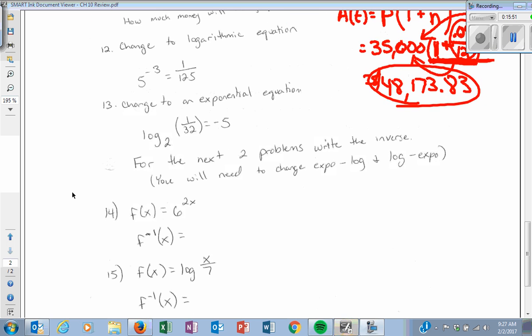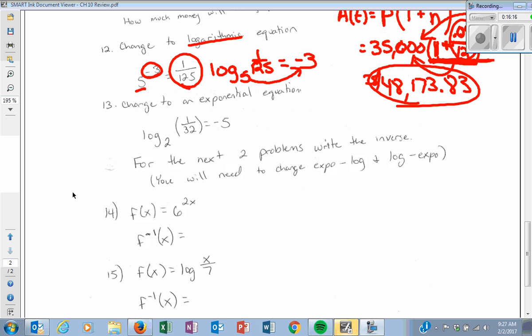So here we go. Change to logarithmic. Remember, this is my base. So log 5 is then right next to it is my answer. So 1 over 125. And that should equal the power, which is -3. And I checked that because I'm much better at going from log to exponential. So I check. And I go, it should say 5 to the third power equals this. 5 to the -3rd power equals that. Check.